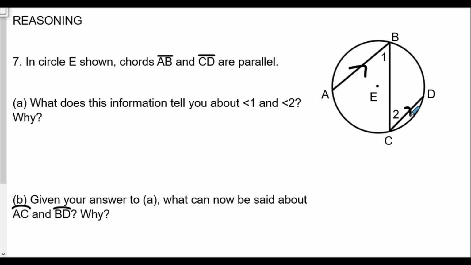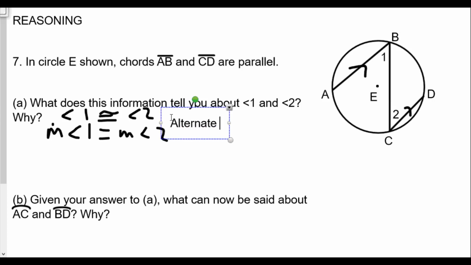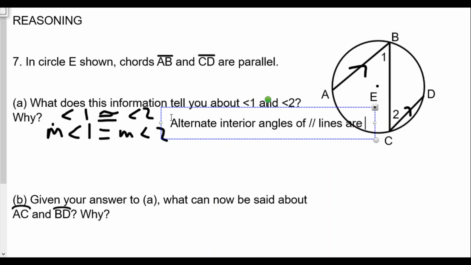Well, we know if those two segments are parallel and BC is a transversal, then the measure of angle 1 is equal to the measure of angle 2. Now, why is this? Because angle 1 is congruent to angle 2. Why are they congruent? Because alternate interior angles of parallel lines are congruent. Let's write this down here.